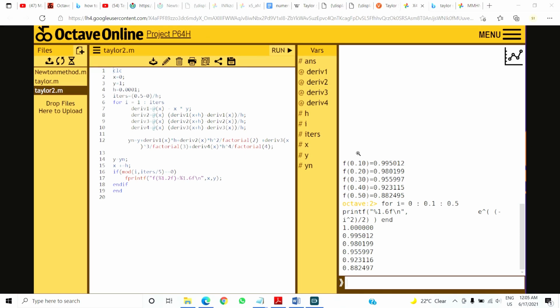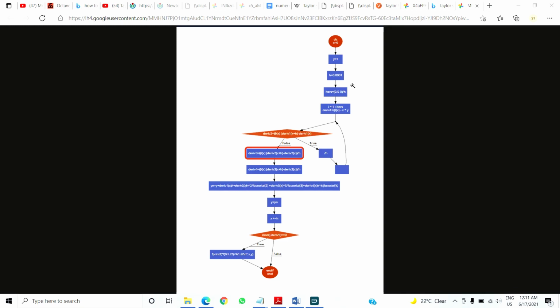Okay, so confirming our code, we have also input the actual function solved analytically, which comes out to y equals e to the power of negative x squared over 2. And we notice that our output y values are correct to at least the 4th decimal point. And here is our flowchart detailing how our code works.